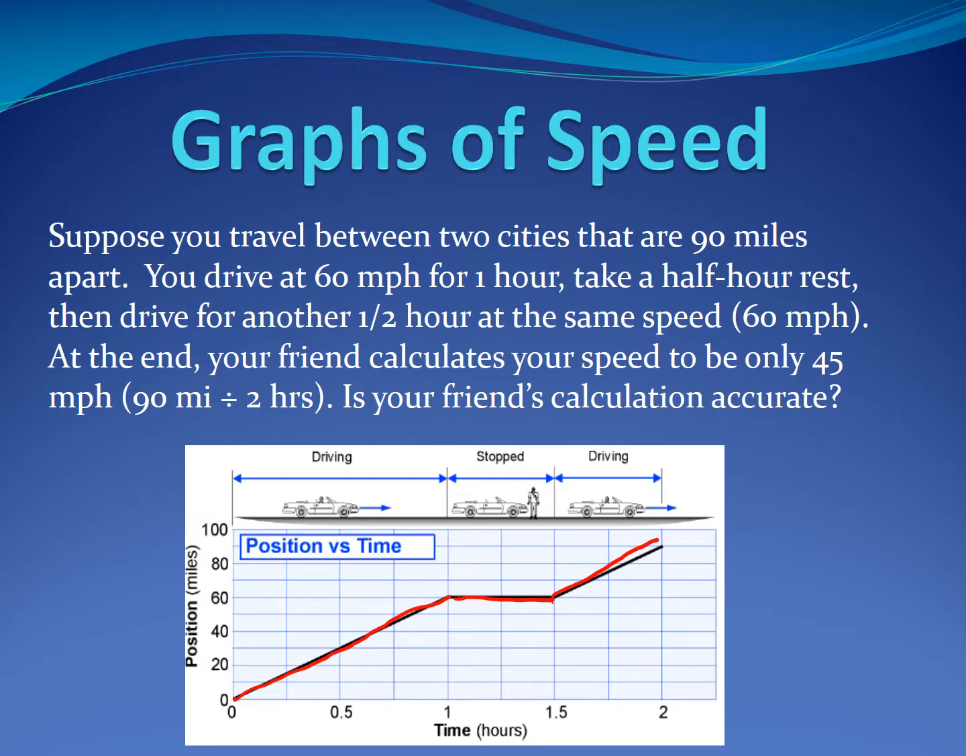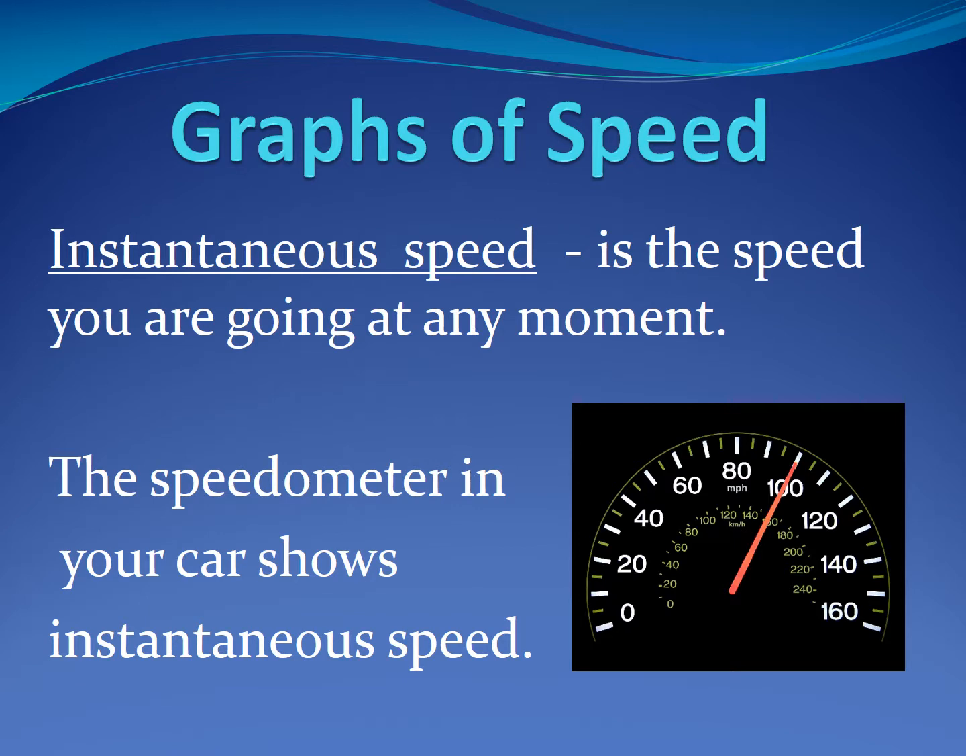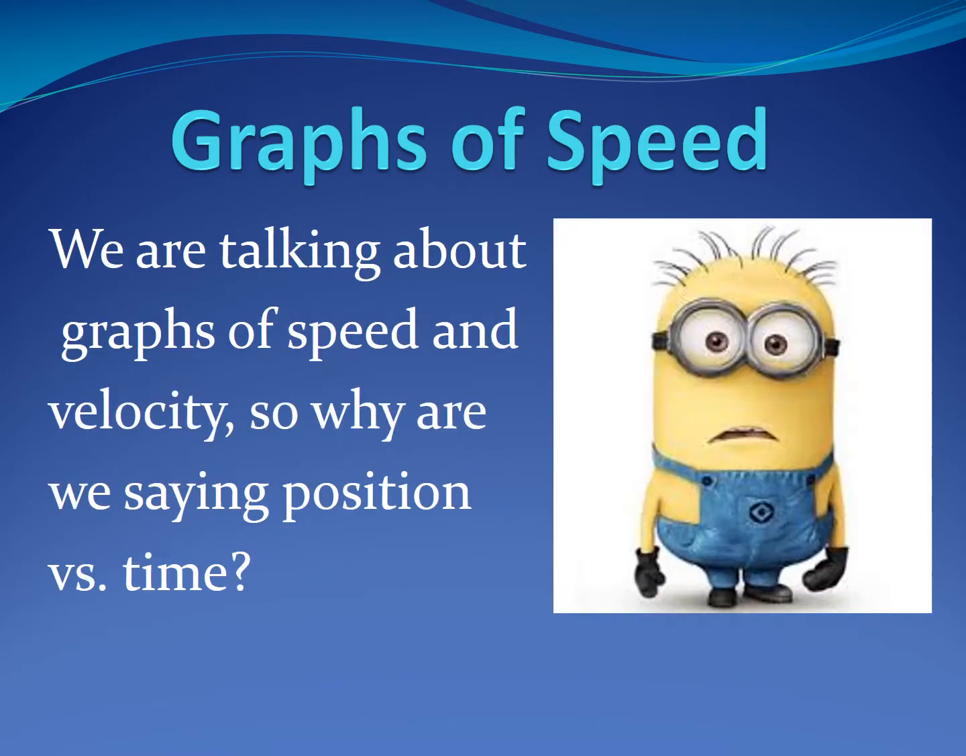Is your friend's calculation accurate? So 90 miles divided by 2 hours. Well, yes, they're correct. 90 over 2 is 45 miles per hour. But the thing with this is that they're calculating your average speed. Your average speed is your total distance divided by total time. If we want an instantaneous speed, the speed at any given moment, then this is best described, for example, when you are looking at your speedometer in your car. At that very instant, it tells you what your speed is.